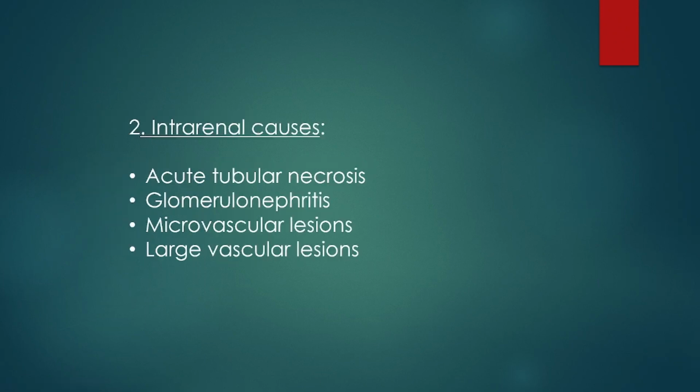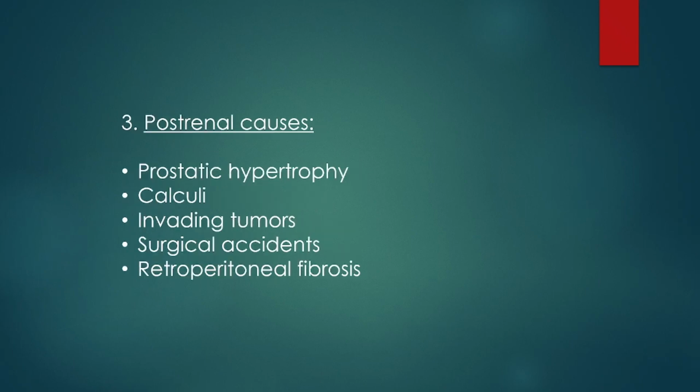Intrarenal causes: acute tubular necrosis. Acute tubular necrosis is the most common cause we can find in acute renal failure. Then glomerulonephritis, microvascular lesions and large vascular lesions. Large vascular lesions include hemolytic uremic syndrome, thrombosis, vasculitis, scleroderma, trauma or atherosclerosis. These are all the major intrarenal causes.